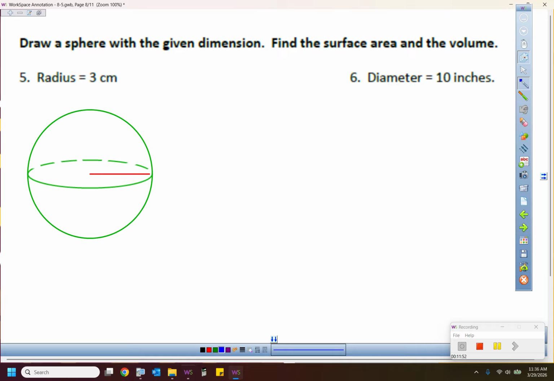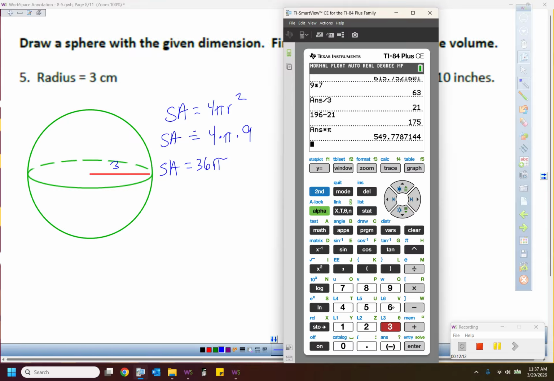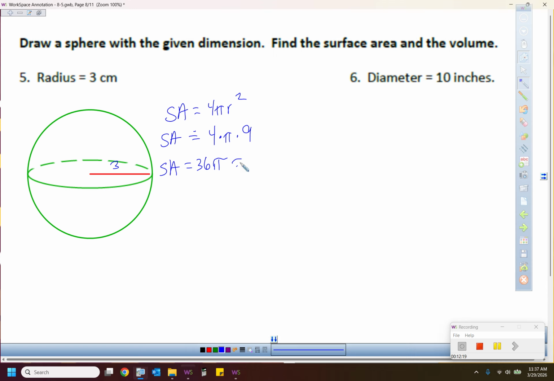So surface area of a sphere is 4 pi r squared. And we will just need to know the radius, which is 3. So 4 times pi times 3 squared, which is 9. Punching in 4 times 9, I get 36, and there is a pi with it. So that stayed exact, 36 pi, which is about 113.1. And we got to go back to centimeters squared because it's just an area.